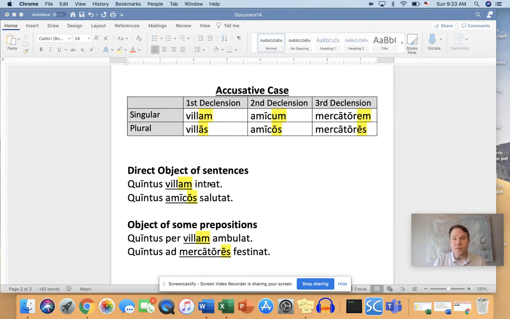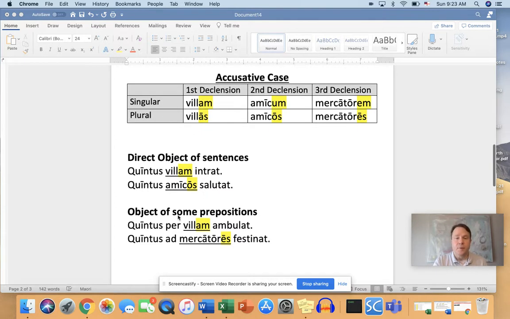All right, now we've also learned that we have a bunch of prepositions where the accusative is the object of those prepositions as well. So I've picked a couple of them here. I don't want to belabor this point, but per, right? So he's walking through the house, and so we would say per villam. He is hurrying to the merchant, so ad mercatores. But the big deal with the accusative is that it's the direct object of sentences. They are receiving the action of the verb.